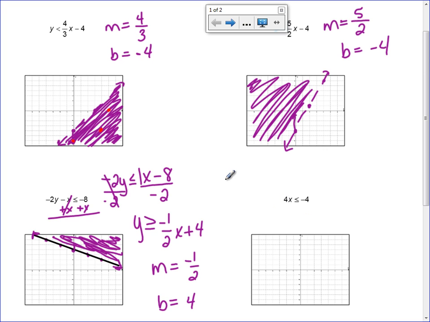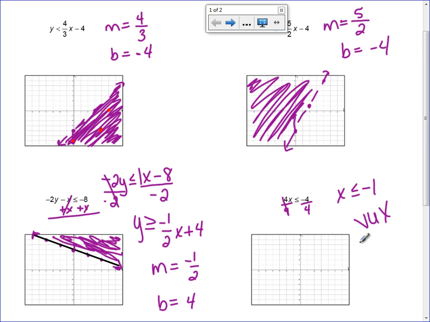So this next problem doesn't even have a y. But I can still graph it, but I need this x to be by itself. So the first thing I'm going to do is divide both sides by 4, so I have x all alone, and I'm dividing by a positive, so I can leave my symbol alone. So I end up with x is less than or equal to -1.